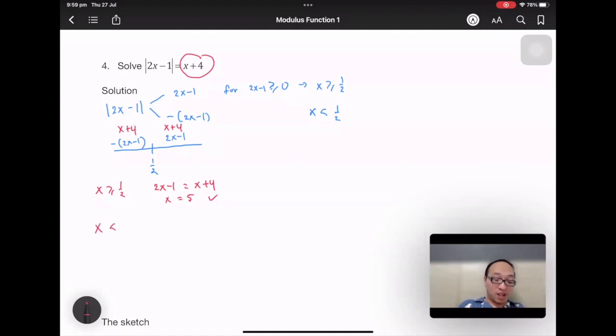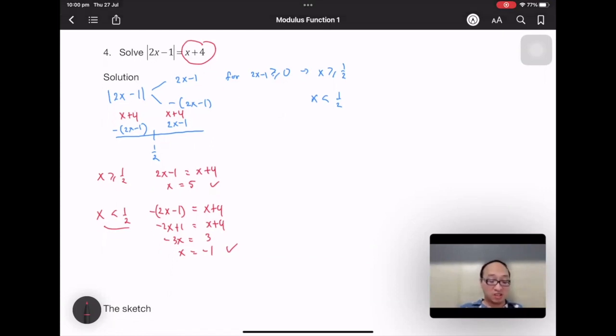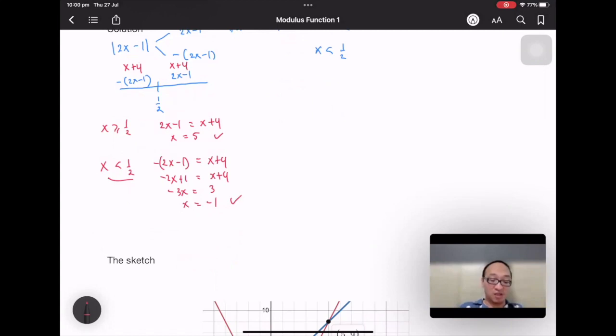And for x smaller than half, negative 2x minus 1 equals x plus 4. So negative 2x plus 1 equals x plus 4. So negative 3x equals 3. So x equals negative 1. Is negative 1 smaller than half? Yes. So we take it. So we take both answers. So the solutions are x equals 5 and x equals negative 1.